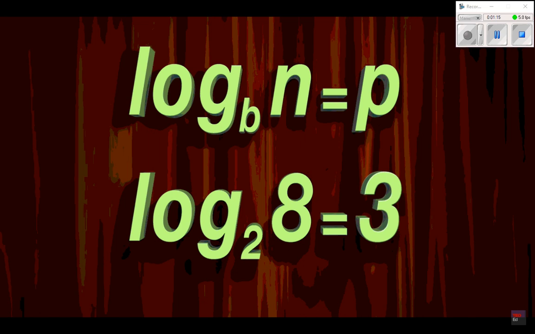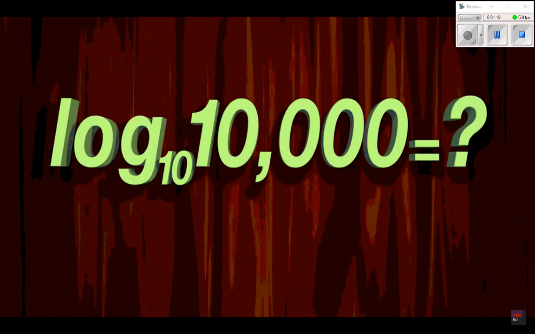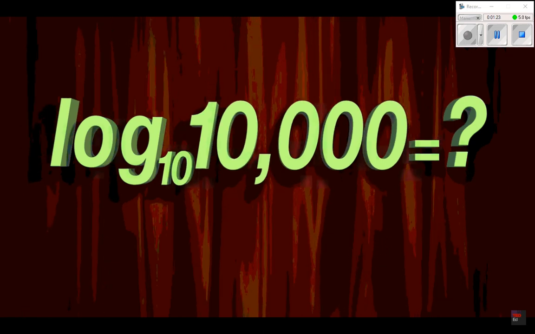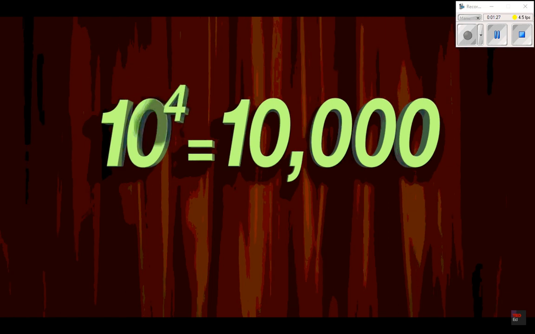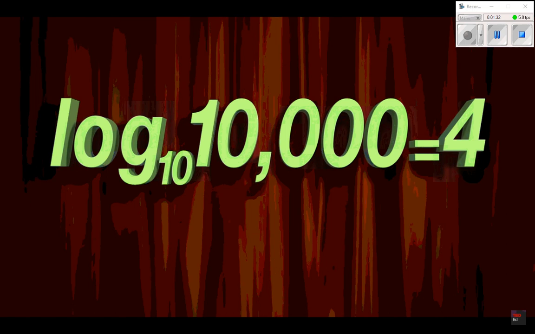This is starting to sound a bit confusing with all the variables. So let's show this with an example. What's the value of log base 10 of 10,000? The same question could be asked using exponents. 10 raised to what power is 10,000? Well, 10 to the fourth is 10,000. So log base 10 of 10,000 must equal 4.